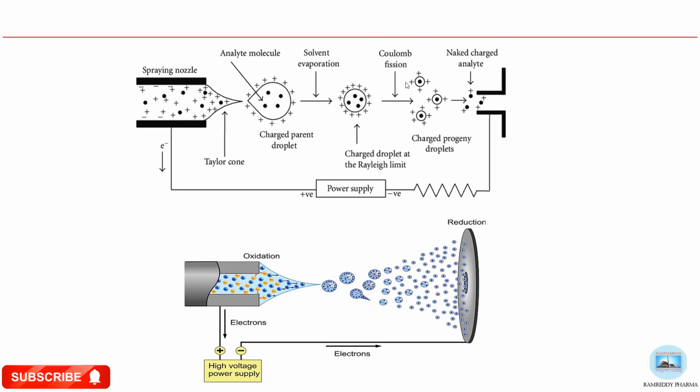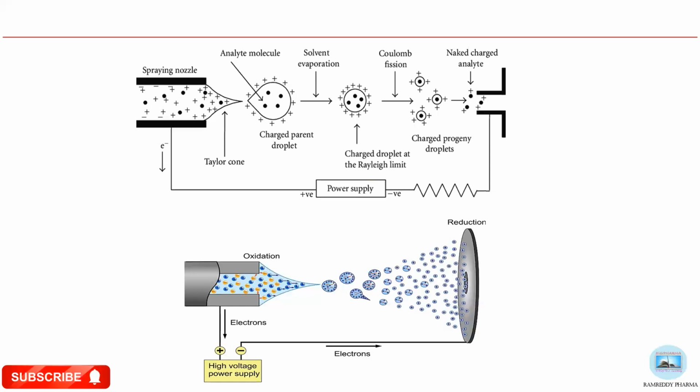So a coulomb fission will happen, and the droplets will undergo fission. At that time each analyte will be with some solvent as a small droplet. Due to the heaters, the solvent will be evaporated and the naked charged particles will be formed. So this is how electrospray ionization works: spraying the sample in the form of fine droplets by applying electricity.